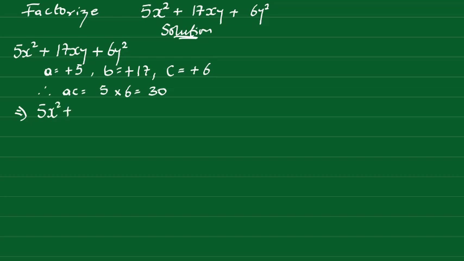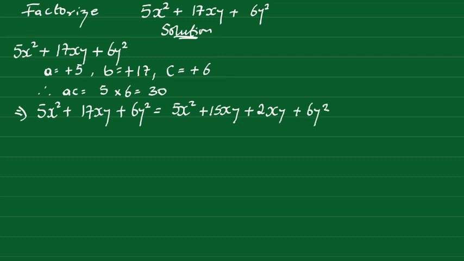5x² + 17xy + 6y² is equal to 5x² + 15xy + 2xy + 6y². 15xy plus 2xy takes the place of 17xy.